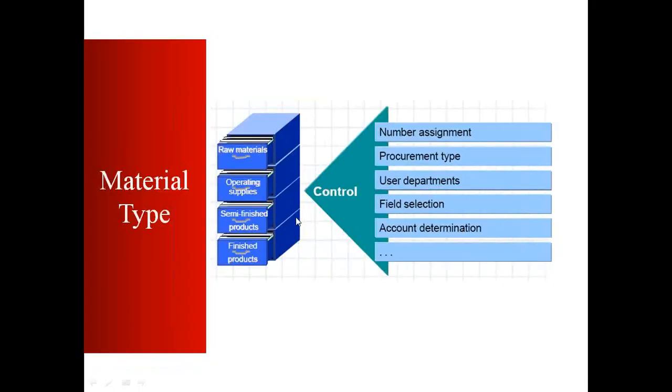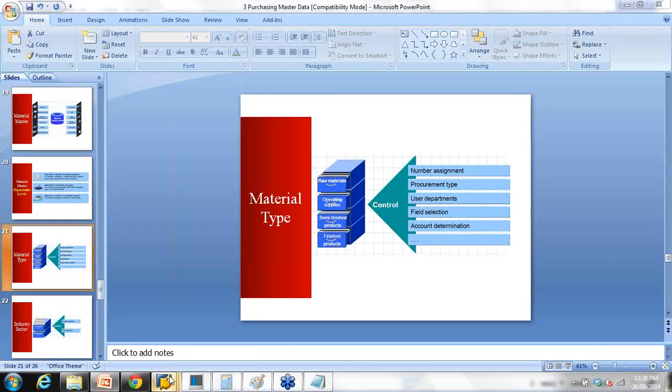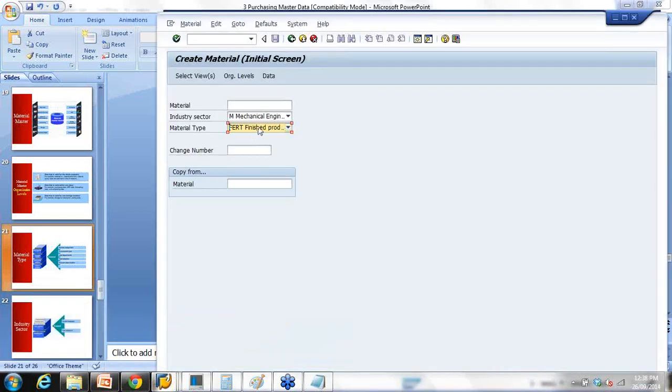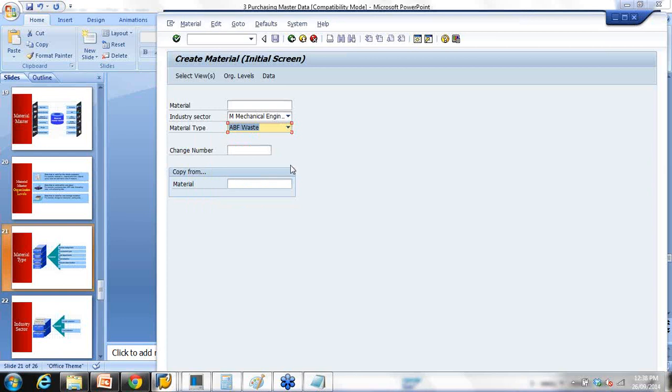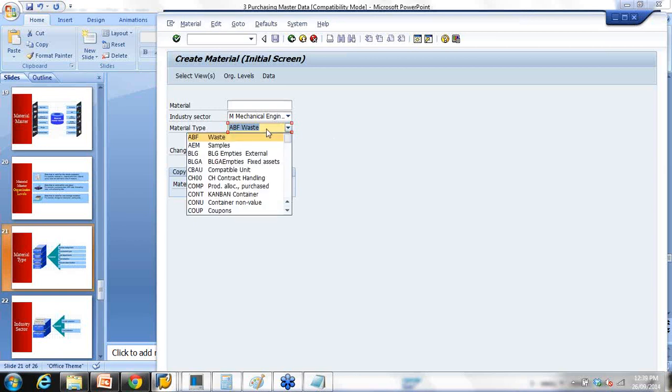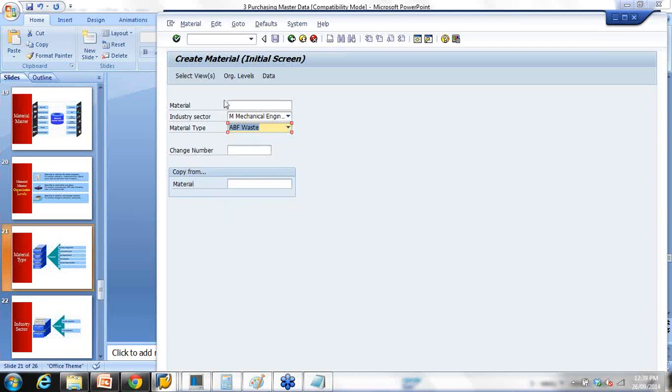Okay, so selecting the material type will also control your number assignment and the field selection, stuff like that. For example, last time we selected finished good, and you have seen some different screens where we enter the data. But if you select something else here, then you will also see a different screen again. Depending on what you select here, you will see a different screen, and mainly it will also link to your number range.